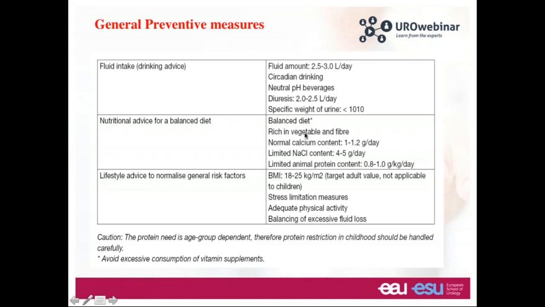Balanced diet means rich in vegetables and fiber, normal calcium content, because if you don't eat calcium with your diet, then you leave oxalate in your gut to be absorbed and to pass into the urine, and then you form calcium oxalate stones. Limited sodium content, 4 to 5 grams a day, and limited animal protein content. So it's approximately up to 1 gram per kilogram per day.